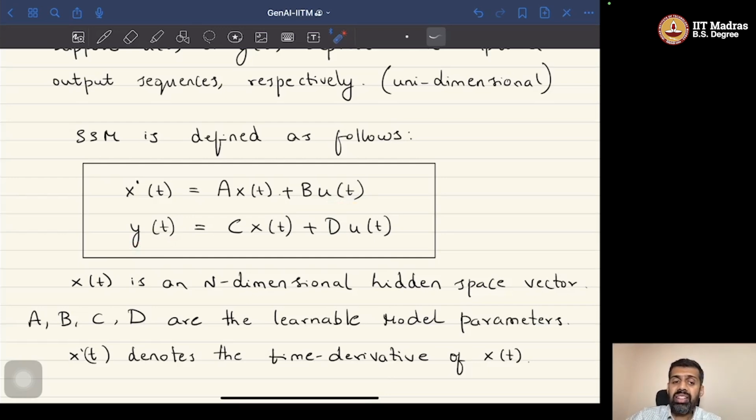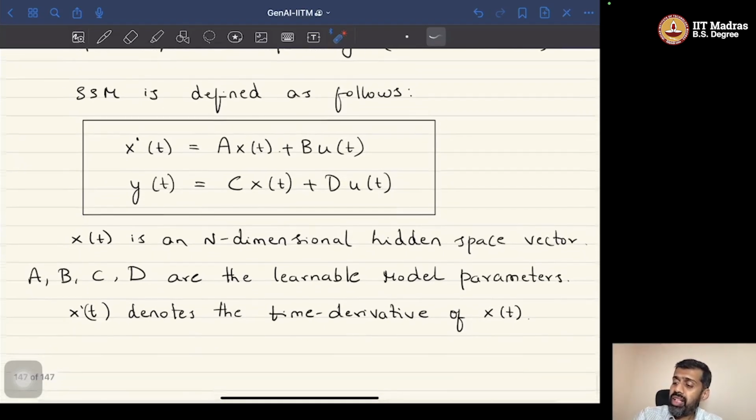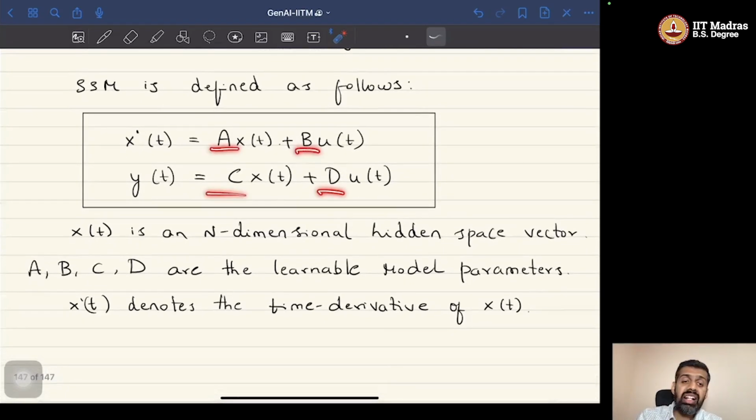So as I said, I will discuss how to extend this to multi-dimensional input sequences as we move on. Now these A, B, C and D are the so-called model parameters that would be learned via gradient descent. Now this is the definition of a state space model.